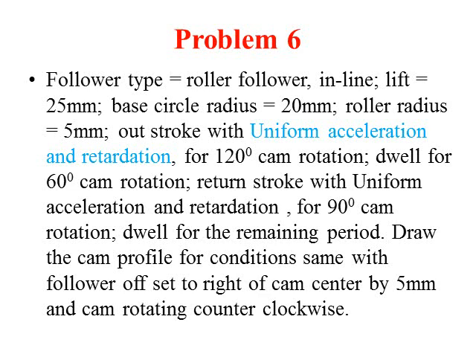So always remember, you should check what type of follower is mentioned in the problem. If it's a knife edge or a flat face follower, no issues, there will be no prime circle. But whenever there's a roller follower, there will always be a prime circle. Next, in the problem they mention the outstroke with uniform acceleration and retardation for 120 degrees of cam rotation, then a dwell for 60 degrees. Again, the return stroke with uniform acceleration and retardation for 90 degrees, and the dwell is for the remaining period.